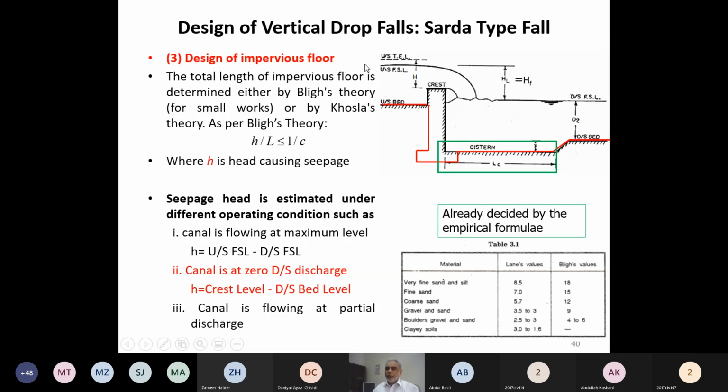So when fall is working with the full supply discharge, then head across the fall which is causing seepage is upstream water level minus downstream water level. इन दोनों का जो difference है, that is the differential head, or that is the unbalanced head which is trying to cause the seepage.